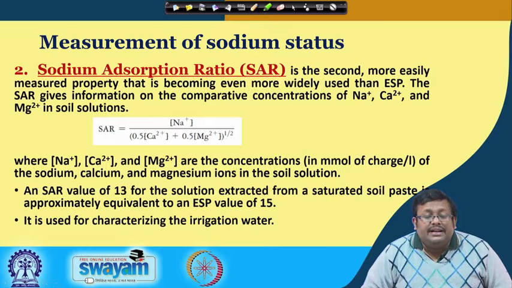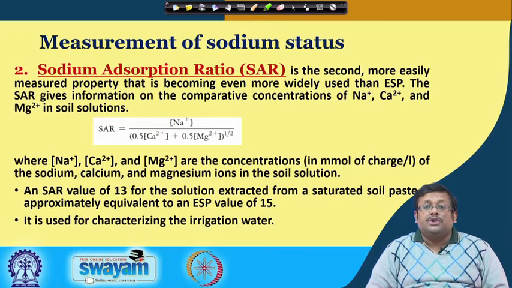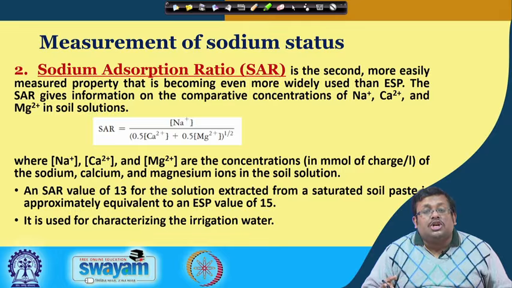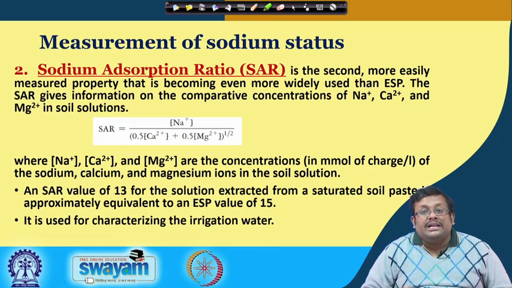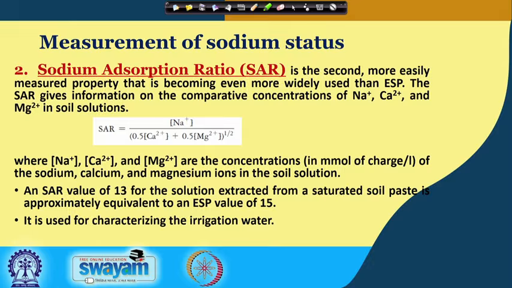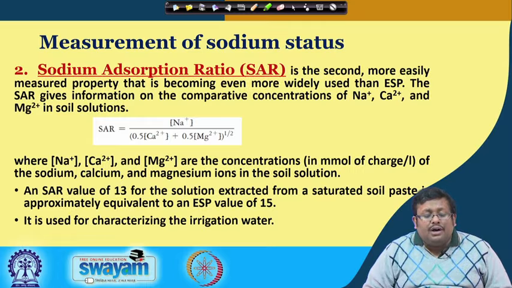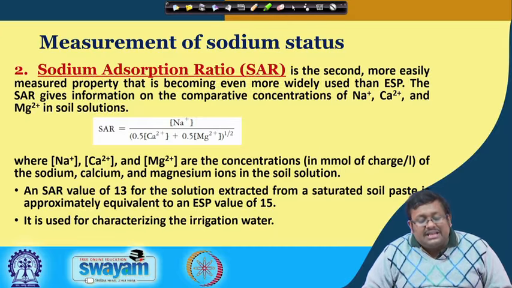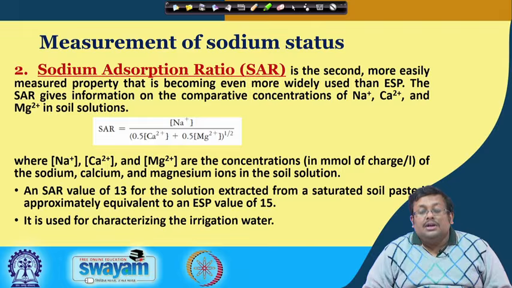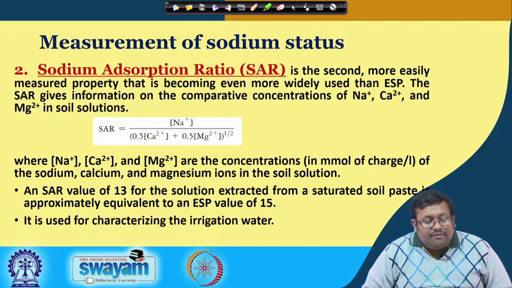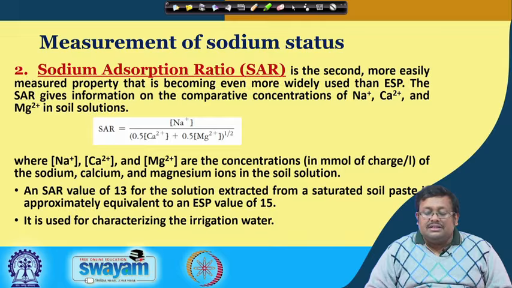Now, another important index of sodium status is the sodium adsorption ratio, or SAR. It is the second most easily measured soil property, and it is becoming more widely used than ESP. The SAR gives information on the comparative concentration of sodium, calcium and magnesium in the soil solution. You can see the formula of SAR: it is the sodium concentration over the square root of half of the calcium concentration plus half of the magnesium concentration, when sodium, calcium and magnesium concentrations are in millimoles of charge per liter of the ions in the soil solution.